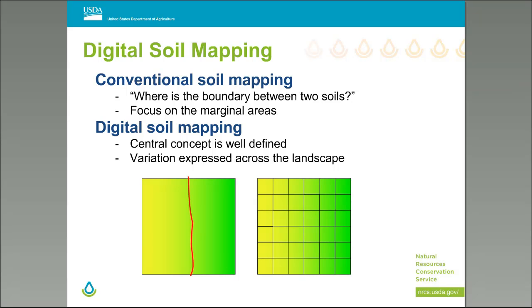So one of the big differences between conventional and digital soil mapping is that in conventional mapping, we're drawing lines and polygons, and we're out there in the field looking for where things change from one soil to another soil. So we're focusing on where the boundary is between two soils. And that means we spend a lot of time in the marginal areas. But with DSM, we're talking about defining the central concept and really nailing those down. And then the variation between soils naturally grades into each other across the landscape.